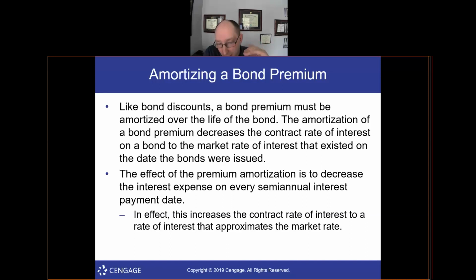In other words, we amortize until the bond rate equals market rate. The effect of the premium amortization is to decrease the interest expense on every semi-annual interest payment. In effect, this adjusts the contract rate of interest so that it approximates the market rate. Again, once the interest rate on the bond premium equals the market rate, that's when we stop amortizing. And that is also at the same time that the face value is due.